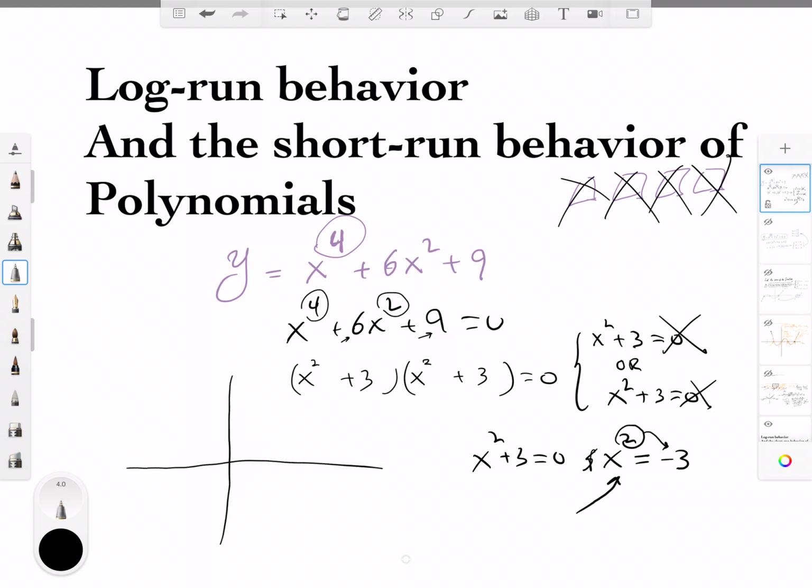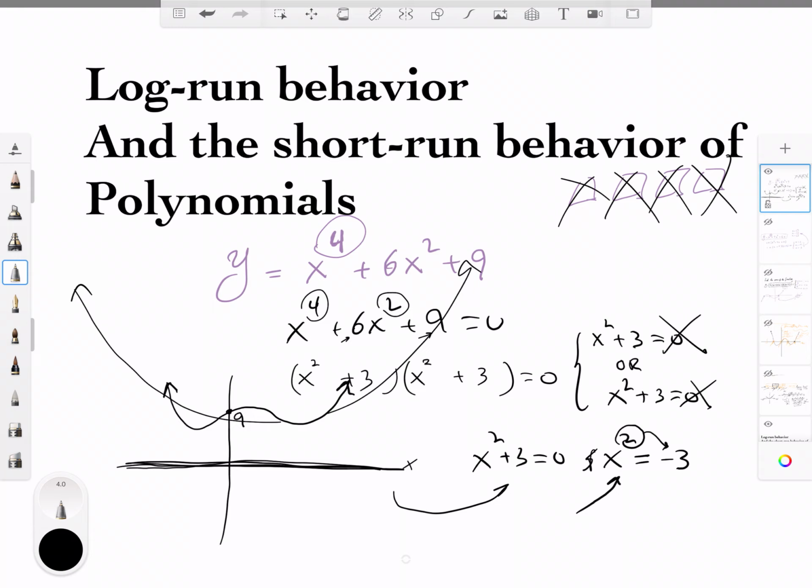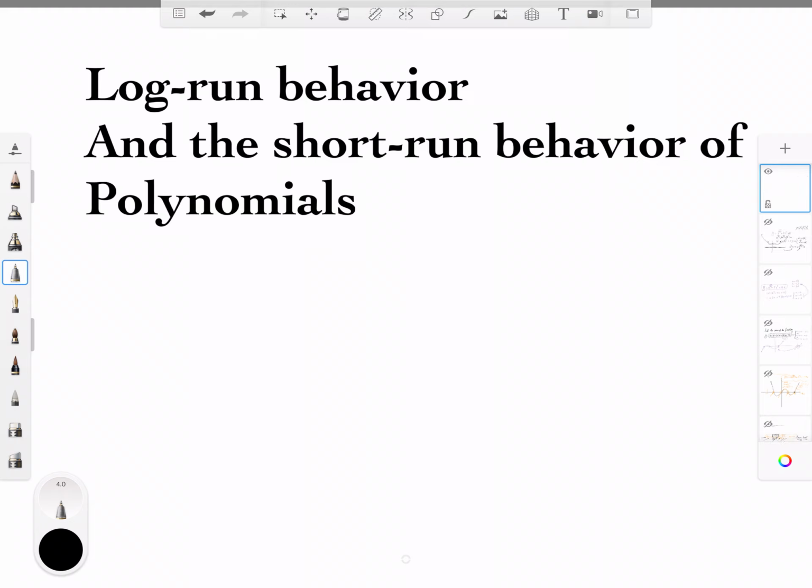How does it look? If you graph it, the graph might be something like that. So again, it's concave up and not going to touch the x-axis. Why? Because we don't have any zeros. And the y-intercept is 9 here. Again, from far away, this will look like a U. Let's have one more example.